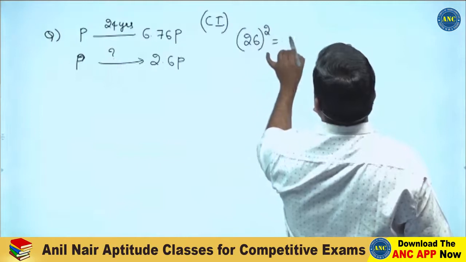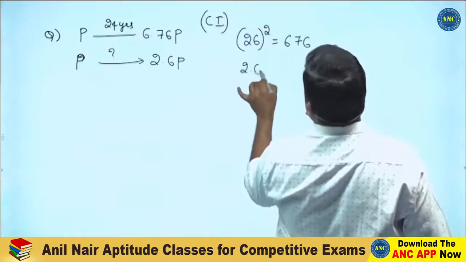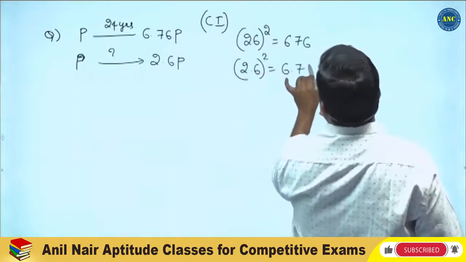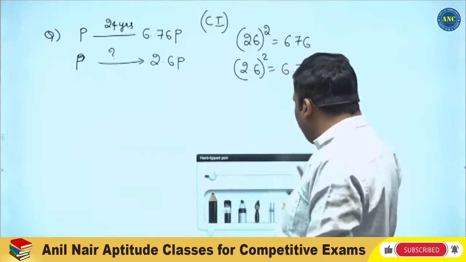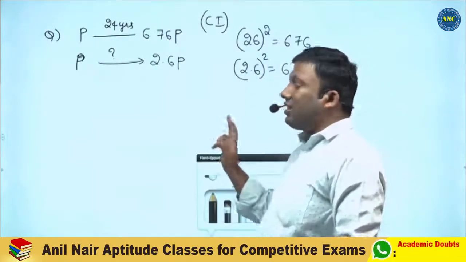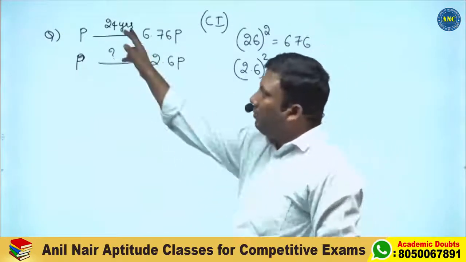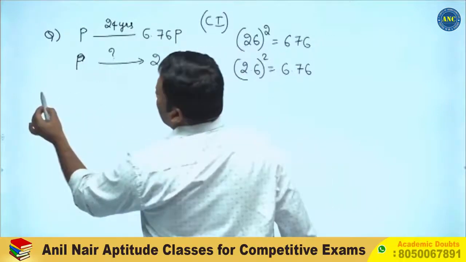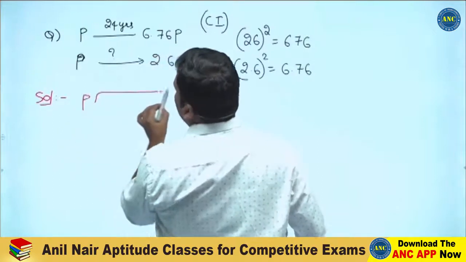So 2.6 whole square is 6.76. I got 2.6 whole square. That means the sum is becoming a square. Square means it splits into 2 parts. It is 24 years. If I make it into 2 parts, what is it becoming after 12 years?